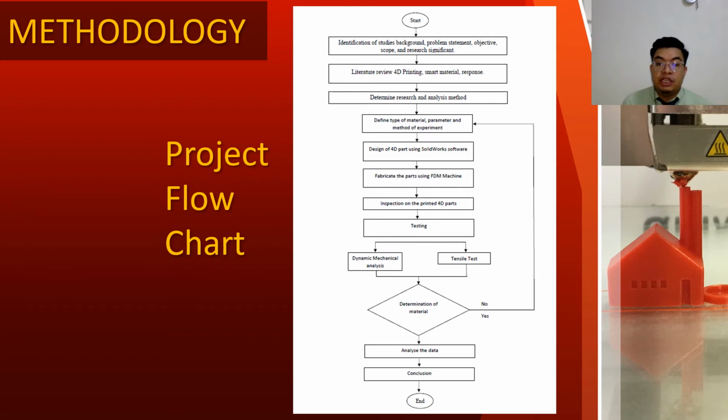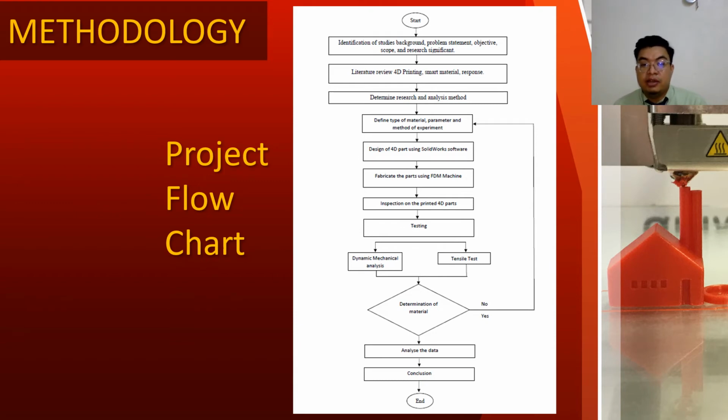For the methodology, I will start with the project flowchart. As you can see in the flowchart, I start the project with the identification of the study's background, problem statement, objective, scope, and research significance. Next, I continue to the literature review of 4D printing, smart material, and its response. Then, determine the research and analysis method. After that, I need to define the type of material we will use, the parameters, and the method of experiment that I will use for this project.